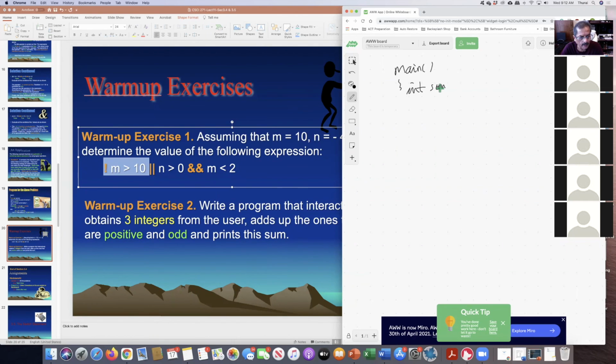Then we're going to get 3 integers from the user and add up only the positive and odd numbers. So among the 3 numbers, we are not adding up all 3. We are only adding up the positive odd numbers. So I declare the variables int x, y, z for the 3 numbers and ask for the numbers, enter the 3 numbers, and read them in x, y, z.